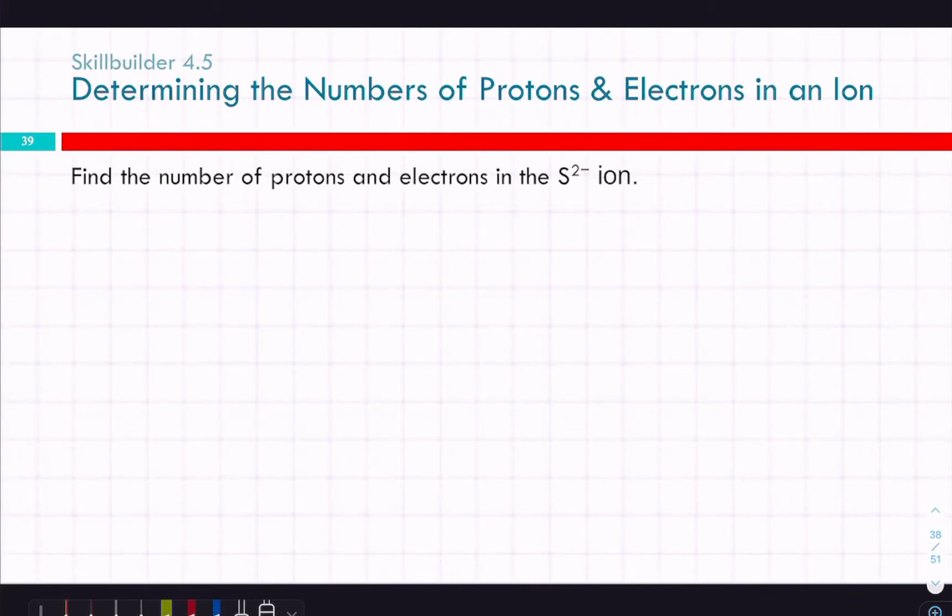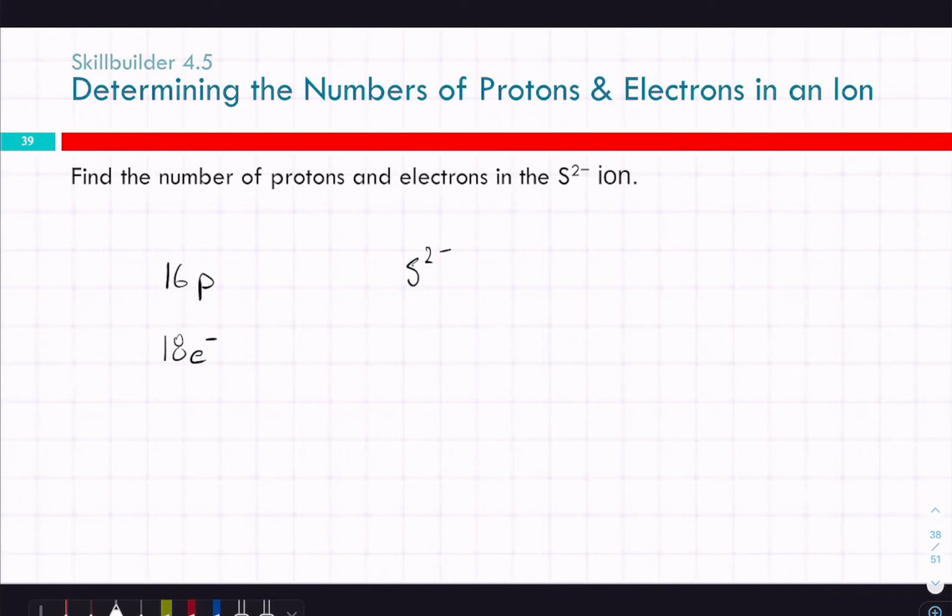So now you're going to find the number of protons and electrons in the S sulfur 2 minus. So how would we go about doing this? Sulfur, from the periodic table, we can see it has 16 protons. And if we've got an S2 minus charge, that means we have 2 more electrons than we have protons. So there must be 18 electrons.